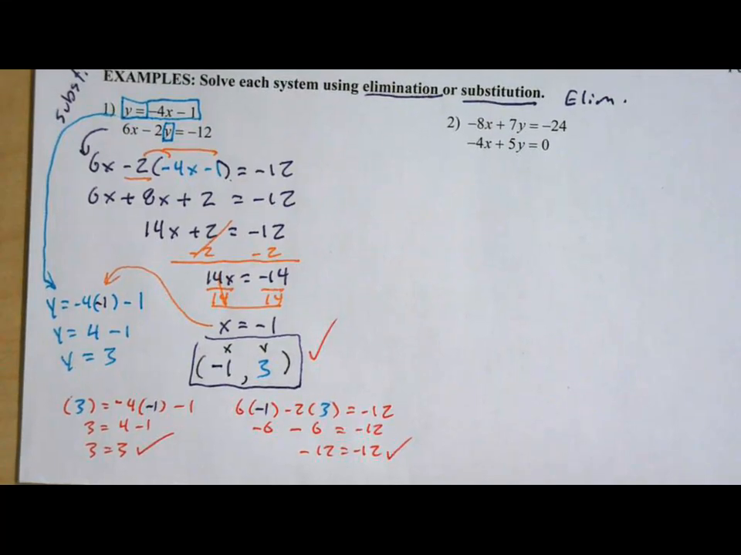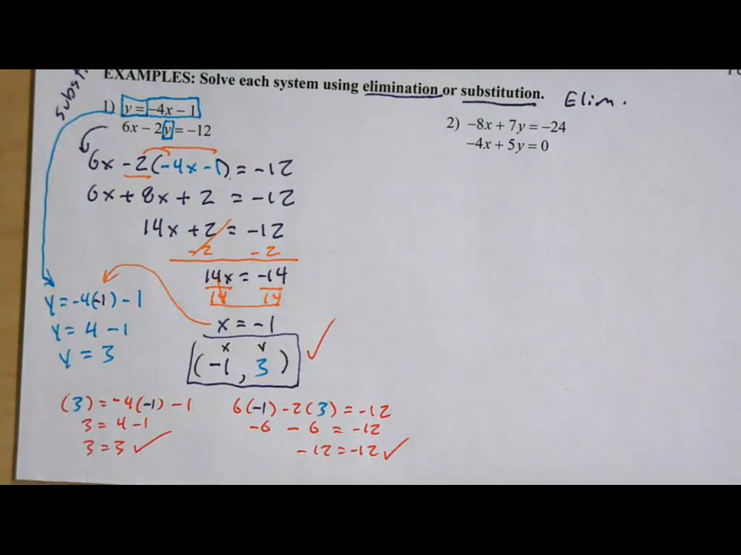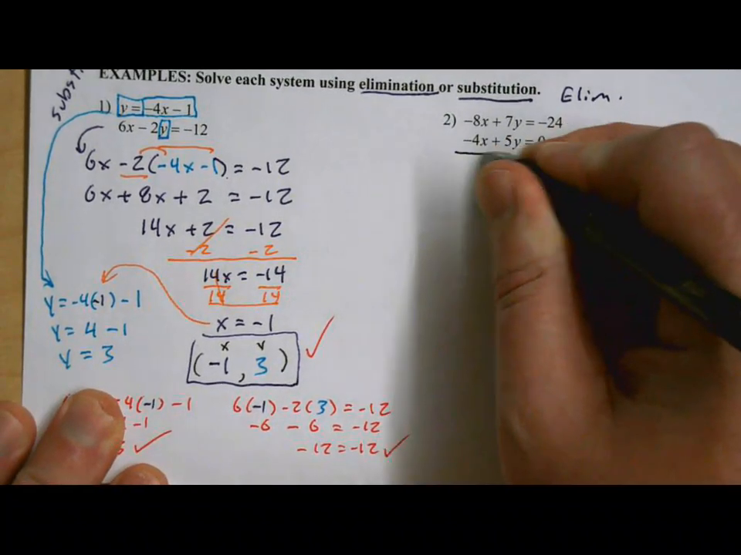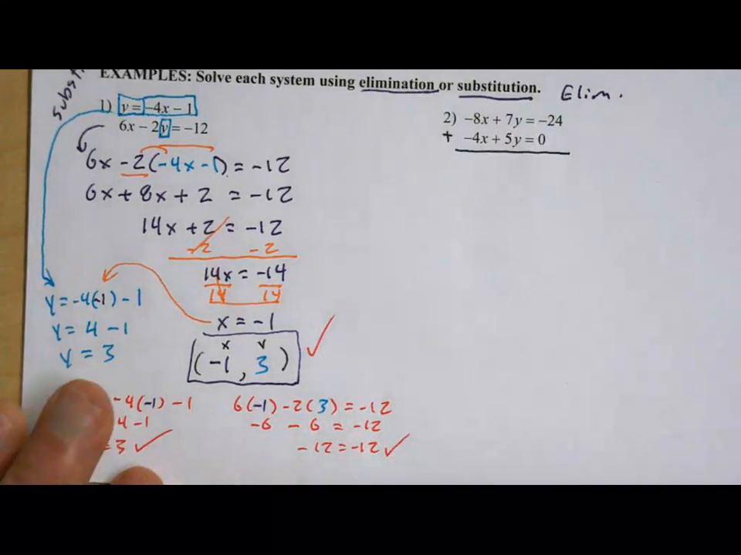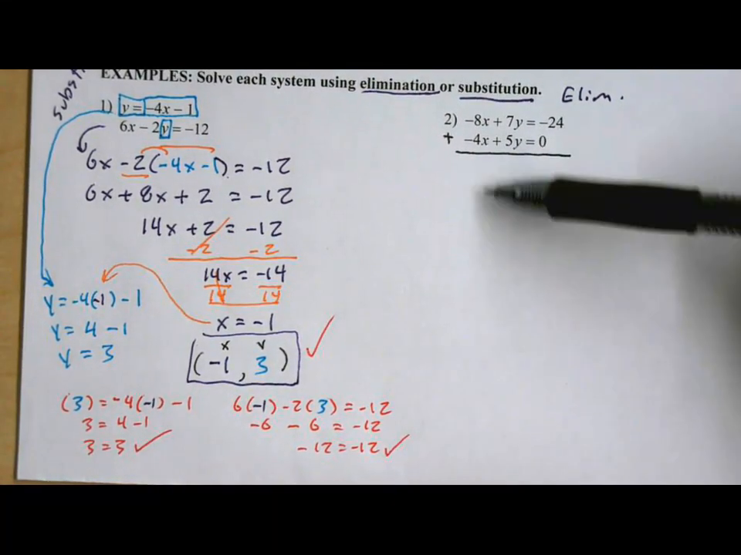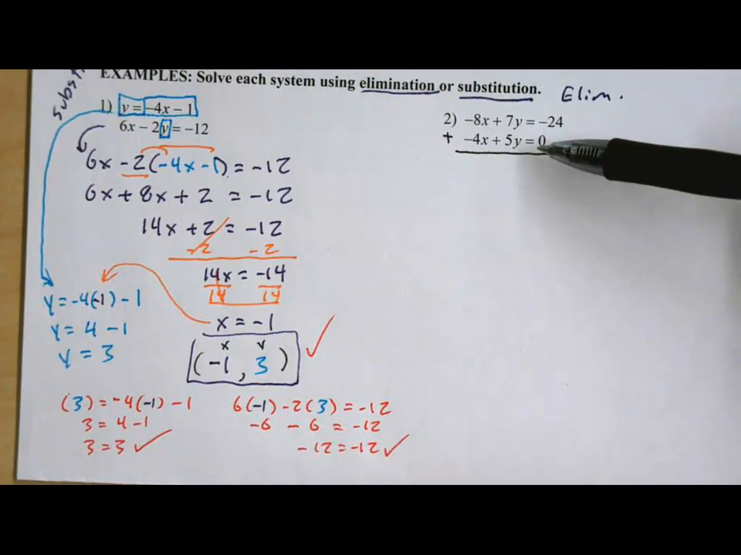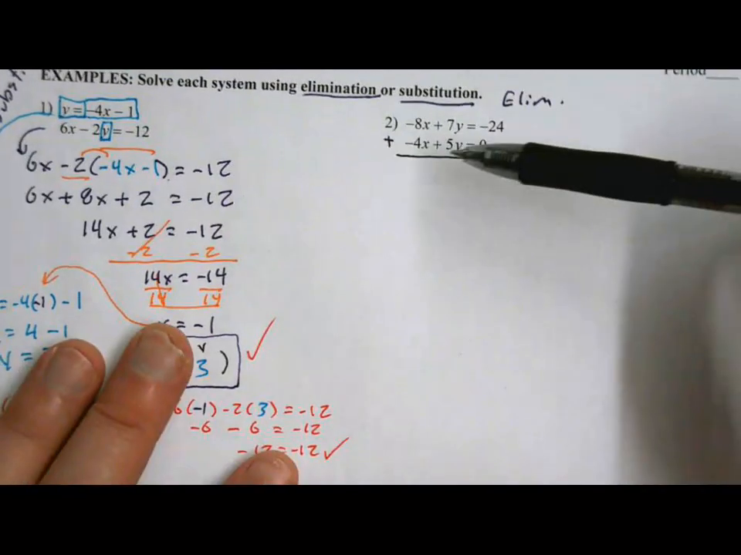Okay, moving on to the elimination problem. All right, let's have a look at the second set of equations. So the goal here is we want to add these two equations together. But when we add them together, we want either the x's or the y's to eliminate. So we want them to be set up so that we're adding the same thing.